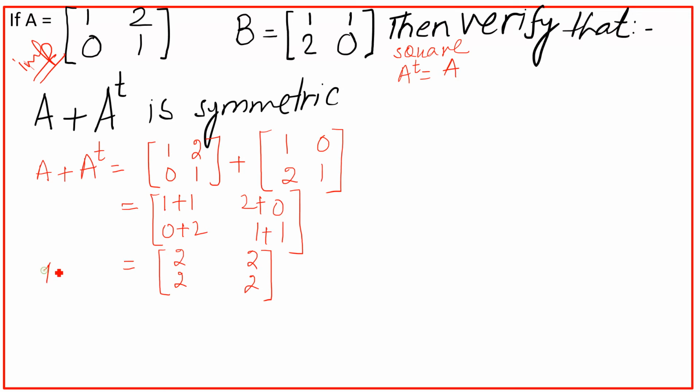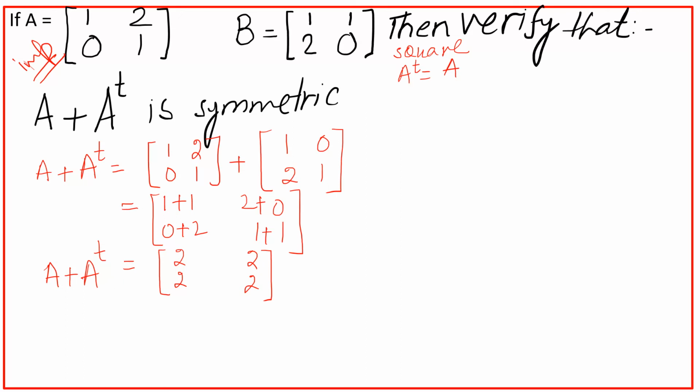Now see, this is the important point here. Now we have to add 2 matrices, A plus A transpose, and now we have only one matrix here. This is called A plus A transpose.